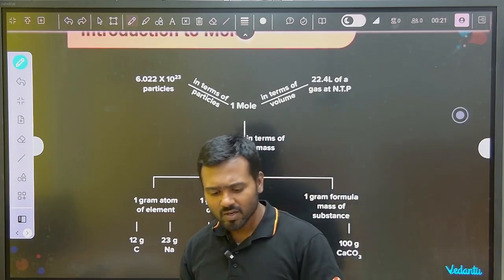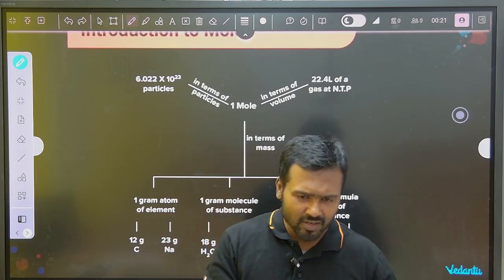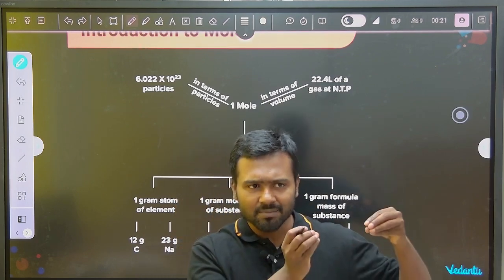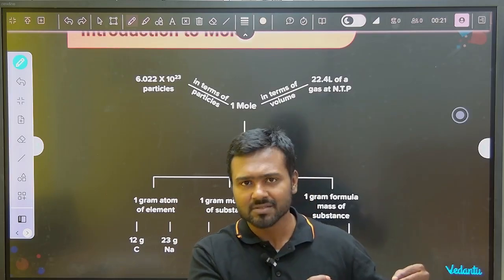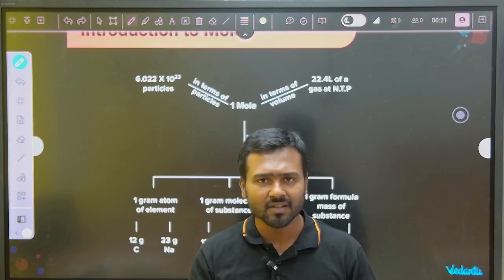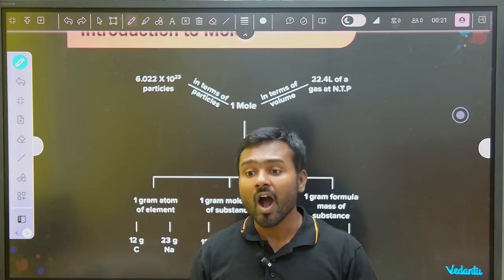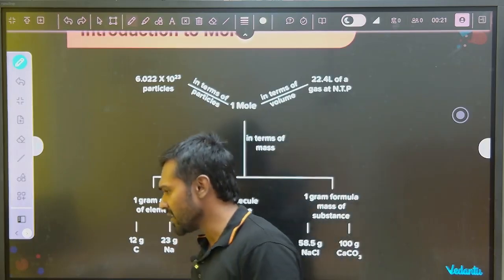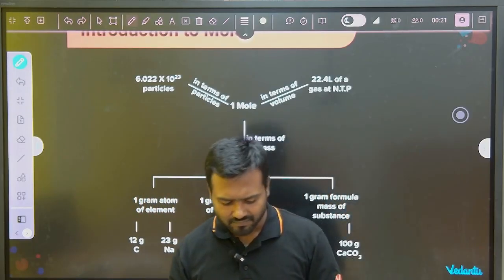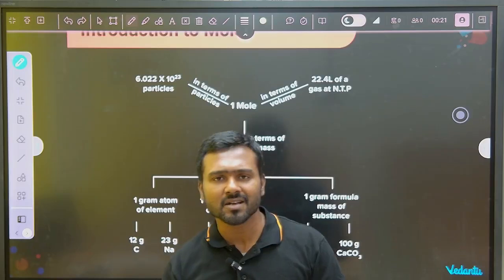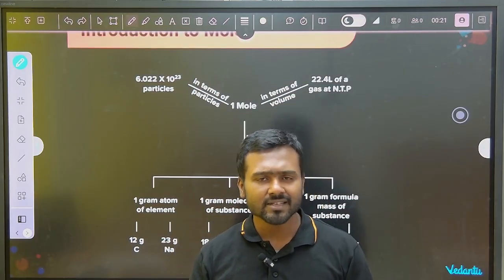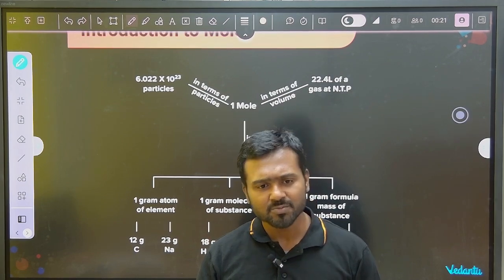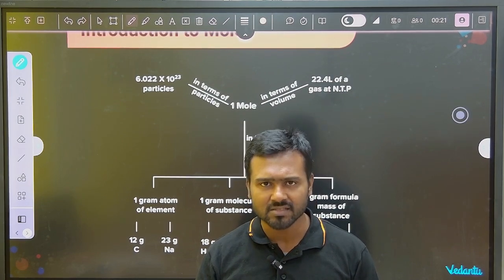Let's take carbon only. When you are taking carbon, you are taking 12 grams. Then how many carbon atoms does the 12 grams contain? Or in another way, how many carbon atoms' weight is equal to 12 grams? Right? So that's why 12 grams is the gram atomic mass of carbon, that contains 6.023 into 10 power 23 carbon atoms. Or we can say vice versa, 6.023 into 10 power 23 carbon atoms weigh 12 grams.